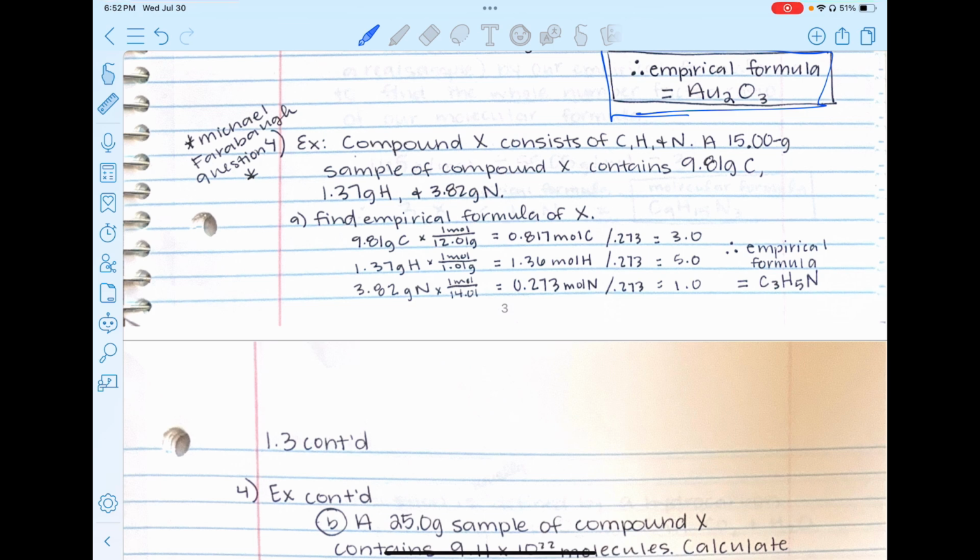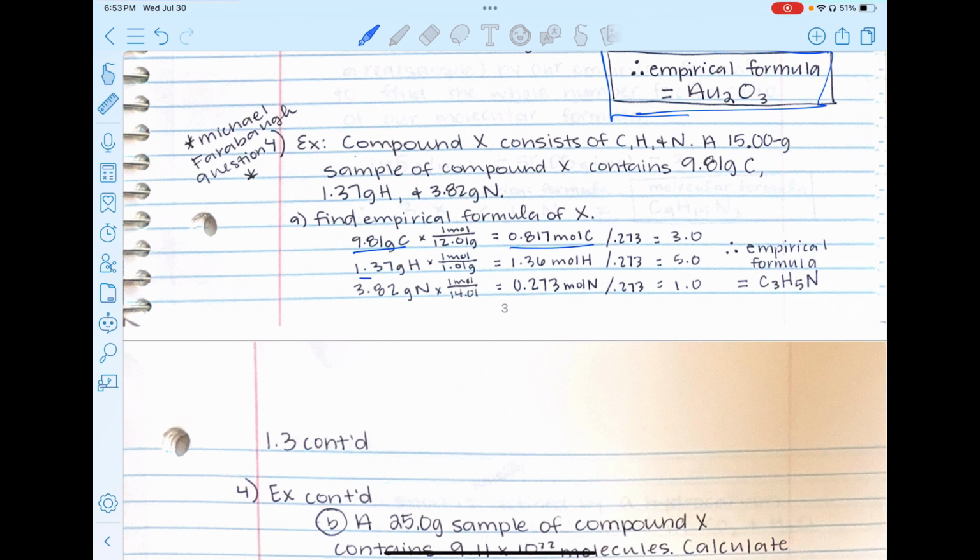Since we know that this is the complete sample, step 1's already done for us. Step 2, we're going to change mass to moles. So we want to change grams to moles for each element individually. Start with carbon: we're taking our 9.81 grams of carbon, dividing by 12.01 grams, which is from the periodic table. We get 0.817 moles.